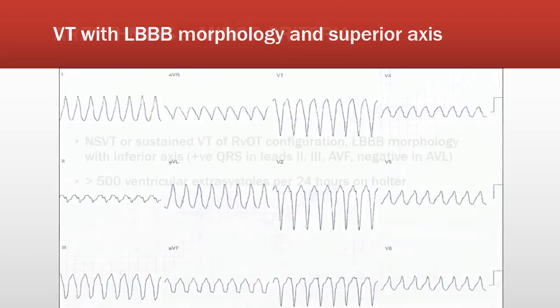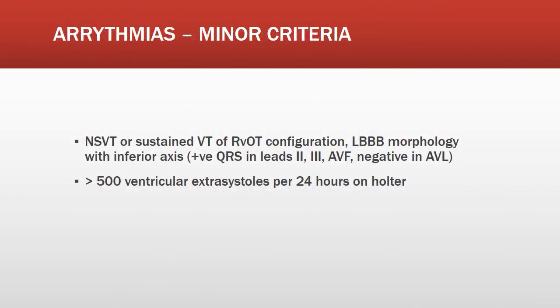As regards minor criteria, a non-sustained VT or sustained VT of RVOT configuration is a minor criterion. Sometimes when we say we have RVOT ventricular ectopics, we always think of it as a benign ventricular tachycardia, which it is on its own. But if you have other criteria satisfying ARVC, then it becomes a minor criterion. In this case, the left bundle branch block will be with an inferior axis, positive in 2, 3 and aVF, and negative in aVL.